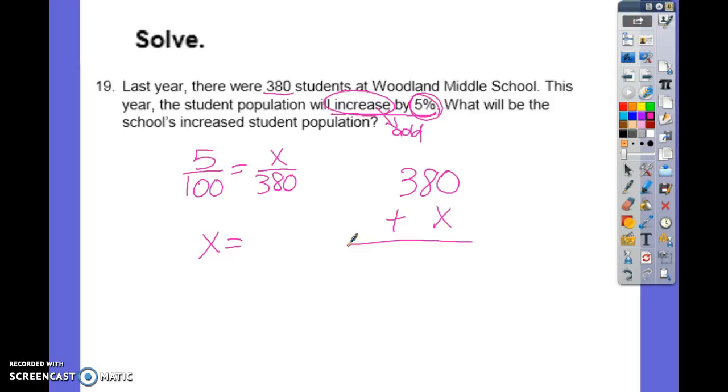What will be the school's increased student population? The answer you get when you add the original amount plus the percent of the increase will be your answer. So you finish and solve that.